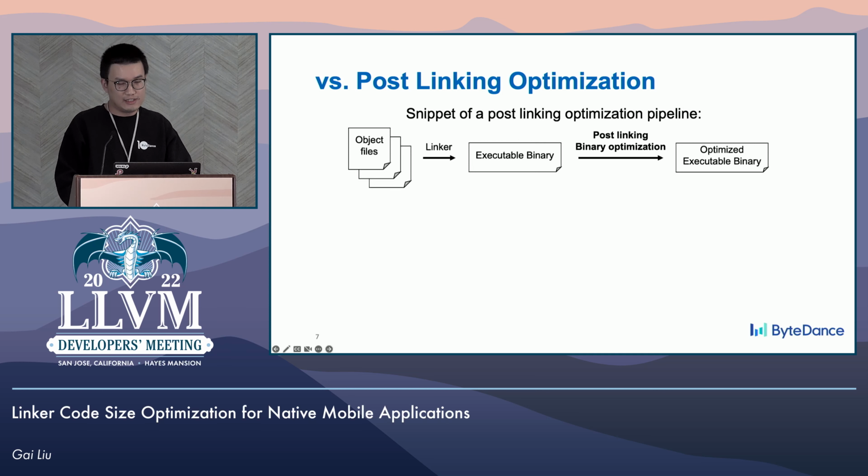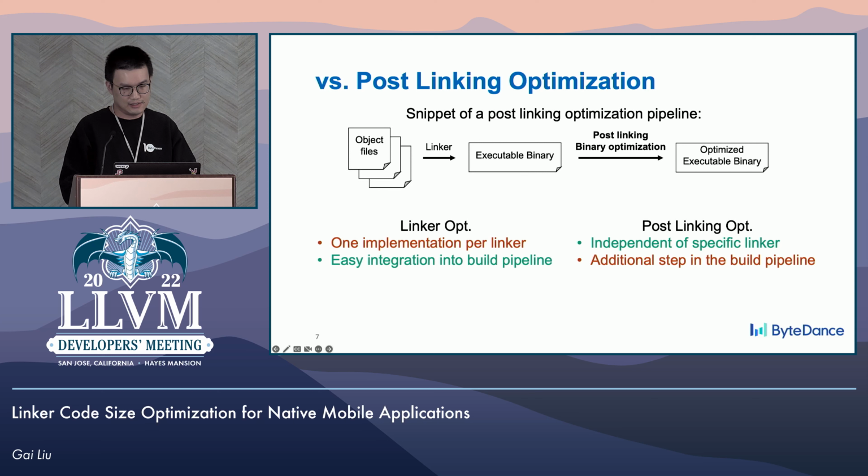Now, before we dive into the details, I'd like to compare our proposal with another well-studied approach called post-linking optimization. Here I'm showing a representative post-linking flow using tools such as Bolt. The high-level idea is to reparse the executable binary after linking, then conduct optimizations on the binary and finally output the optimized version. When comparing the direct linker approach versus post-linking optimization, we really do not see a clear winner. Rather, both have their pros and cons.